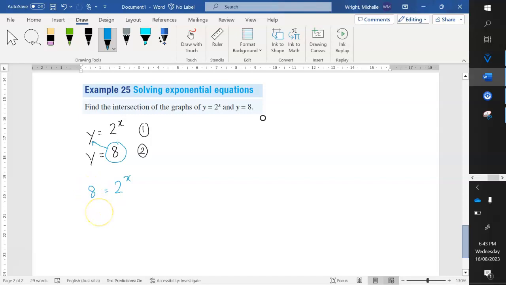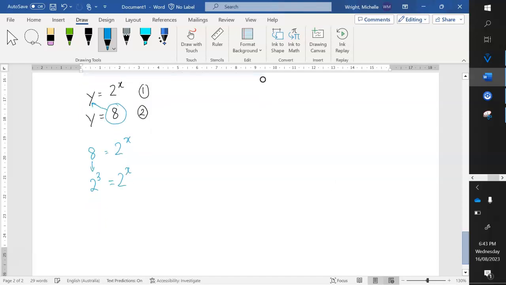So we think, well, 2 to the power of 1 is 2. 2 to the power of 2 is 4. And 2 to the power of 3 is 8. So I can write that 8 as 2 to the power of 3. And that's going to equal 2 to the power of x. So what we're going to do is this thing called, and this is probably new to you, but it will make a lot of sense, is called equate powers.